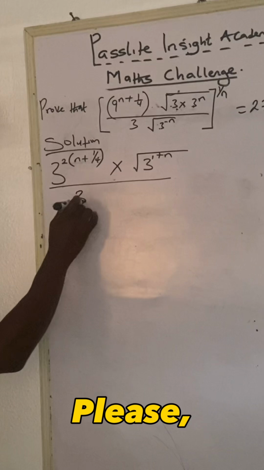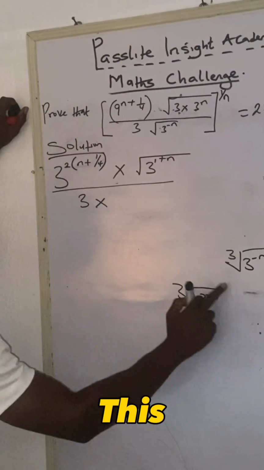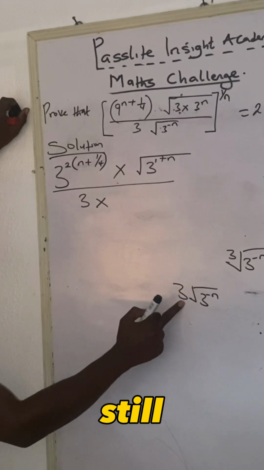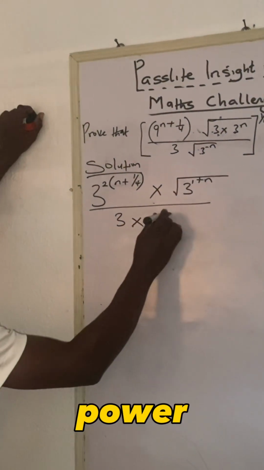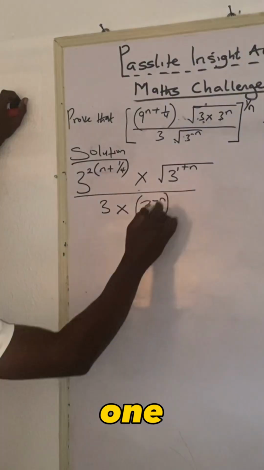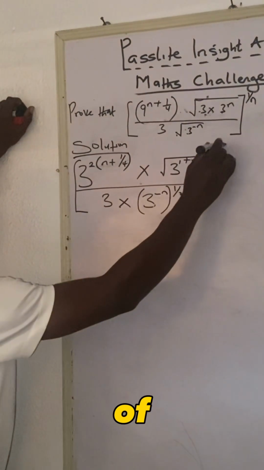Do this 3 times. Please, the difference between this and this, they are not the same. This one is cube root, but this one, 3 stands on its own. Please don't mix it together. So let's do this now: 3 raised to power minus n. Square root means half, 1 over 2. Open bracket, close bracket, raised to power of 1 over n.